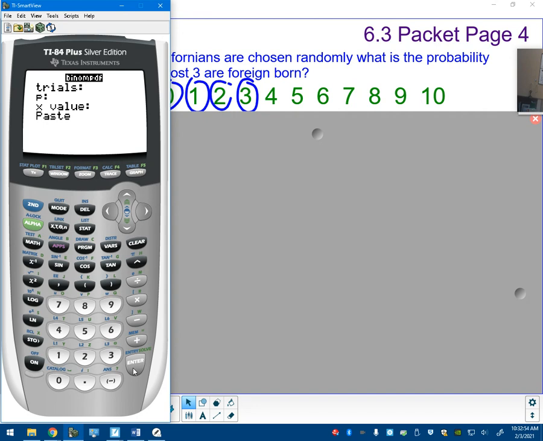So let's do number 1 again. I have 10 trials. Probability of success is 0.27. The value of X is 3. I want exactly 3 foreign-born. Hit enter, and we get the 0.2609. That's number 1, right?